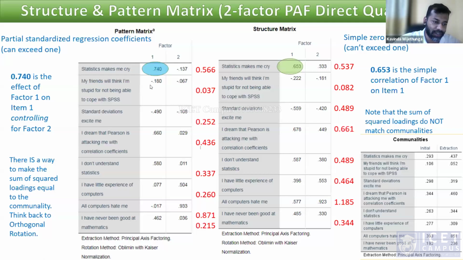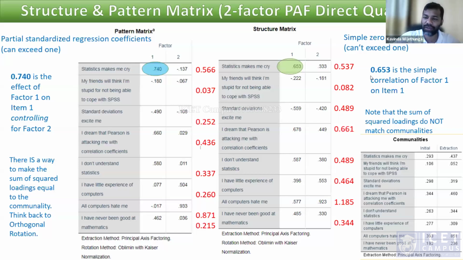The highest way to make the sum of the squared loadings equal to the communality, think back to orthogonal rotation. Here you can see these values are quite equal sometimes, and sometimes you can see there are changes as well, right? A simple zero order correlation cannot exceed 1. So you can see here 0.653. 0.653 is the simple correlation of factor 1 on item 1, right?